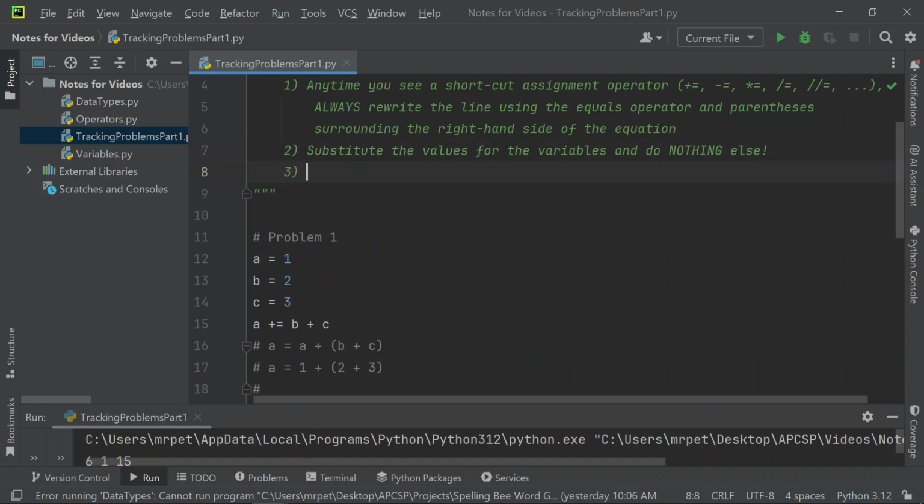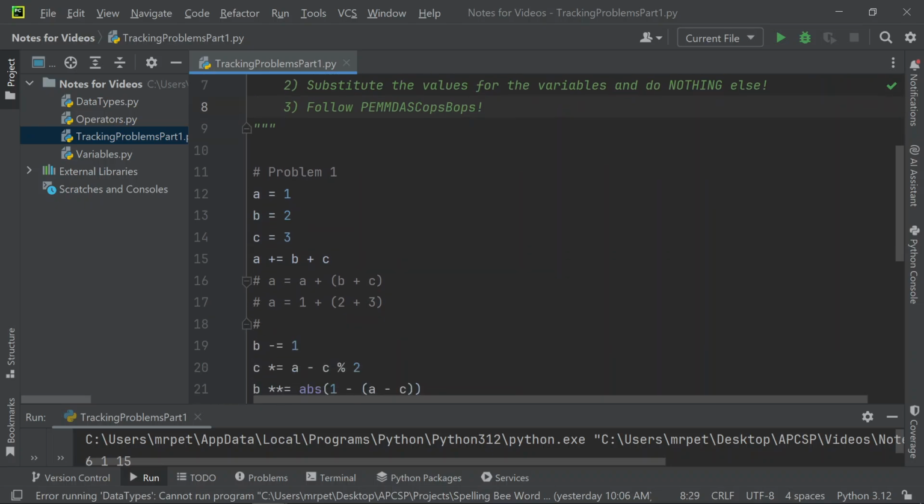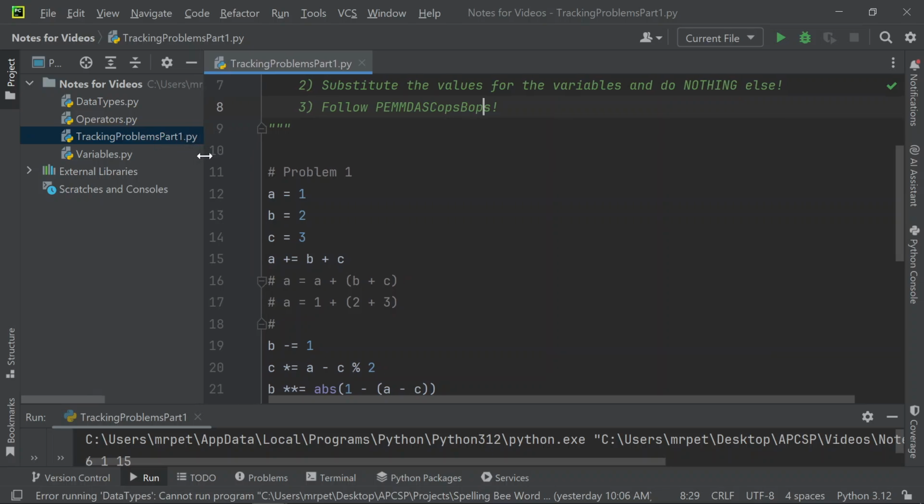Next, follow PEMDAS. For most of this, it's just going to be PEMDAS. We're not involving conditional operators and Boolean operators yet. We'll be doing that in the future. This is also called Tracking Problems Part 1. We will be doing tracking problems as well when we're working with if statements, and then again when we're working with something called loops. So this type of problem will come back a few times.